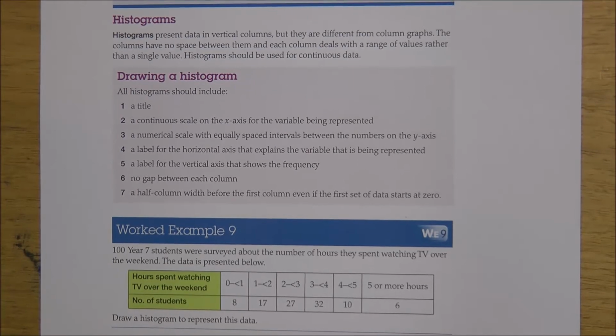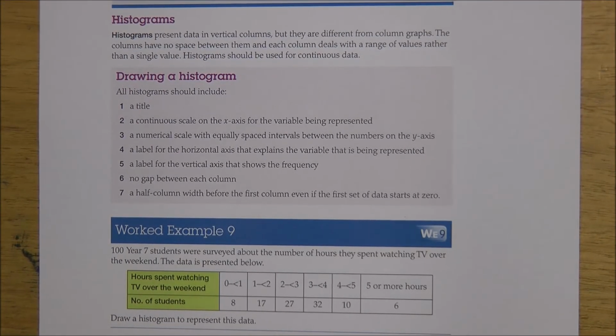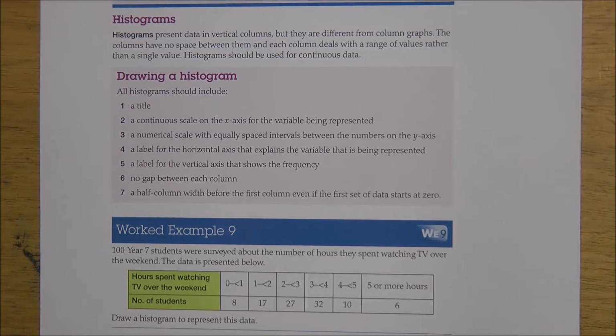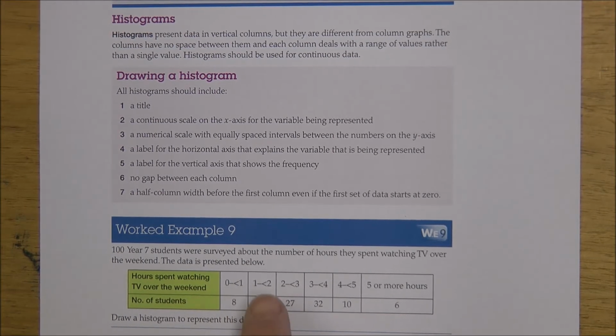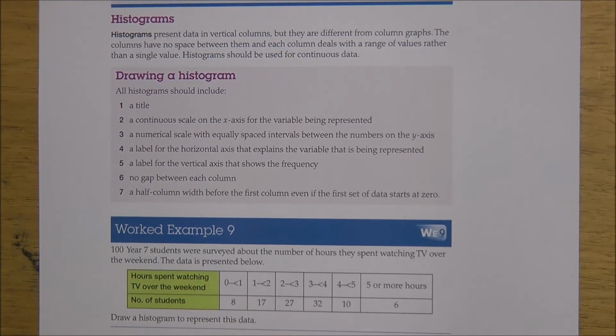Worked example 9. 100 Year 7 students were surveyed about the number of hours they spent watching TV over the weekend. The data is listed below. Now, the number of hours can vary, because you can watch half an hour of TV, for example. So, number of hours spent, 0 to less than 1 hour, there were 8 students that did that. Between 1 hour and less than 2 hours, so under 2 hours, 17 students, and so on. And so 6 students had 5 or more hours. Our task, draw a histogram to represent this data.